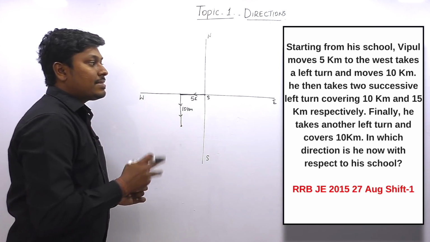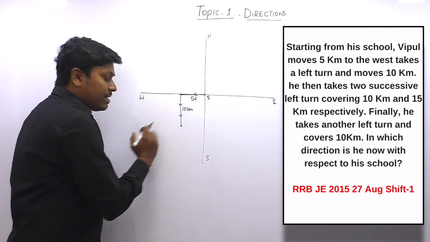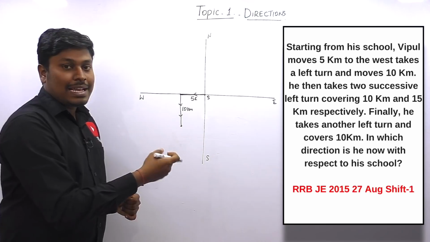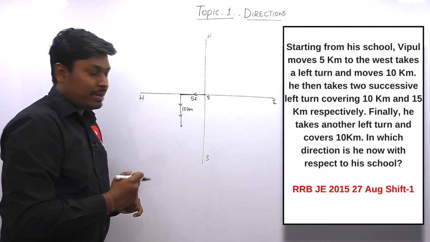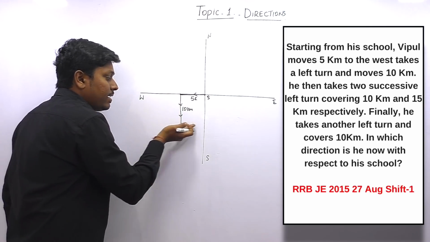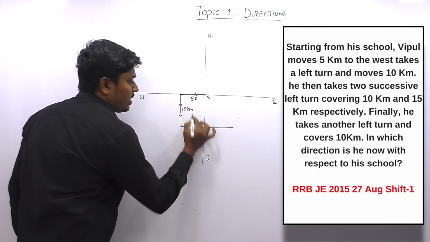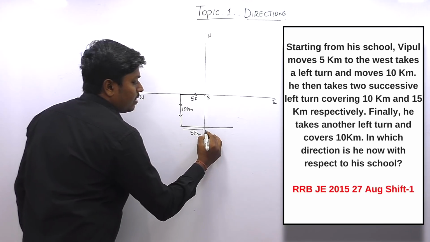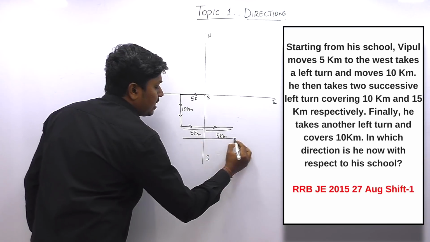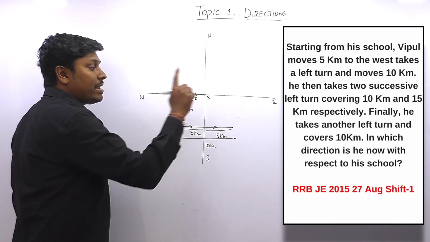He then takes 2 successive left turns covering 10 km and 15 km respectively. So after reaching this point, he is taking 2 left turns. In the first left turn, he is covering 10 kilometers. After taking another left turn, he is covering 15 kilometers. So remember that first left turn, if he is walking in the direction of southern side, then this will be right and this will be left. So from this point, he is initially covering 10 kilometers. And we already know that here we have covered 5 kilometers and this will be another 5 kilometers. So totally, after taking a left turn, he covered 10 kilometers. And from this point, again he is taking a left turn and covering 15 kilometers.